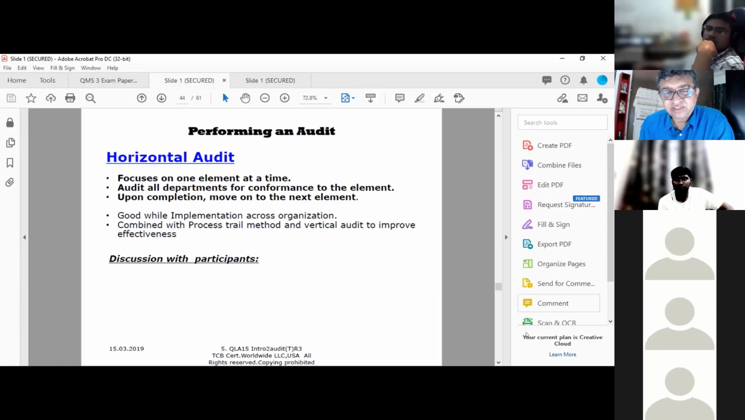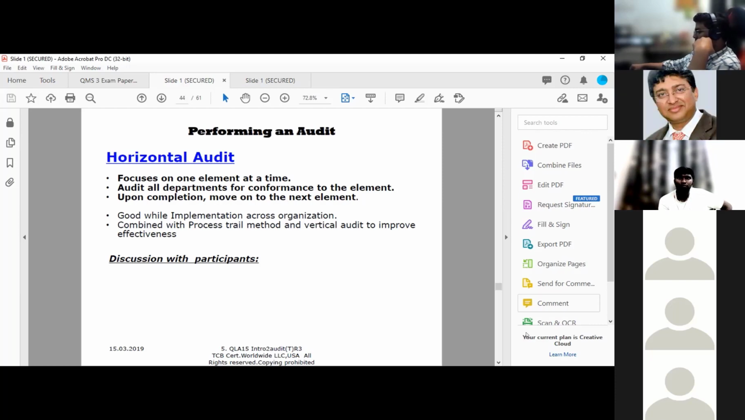Thank you. Now, horizontal audit. These are audit techniques. Horizontal audit is a concept when you are auditing one element across the organization.